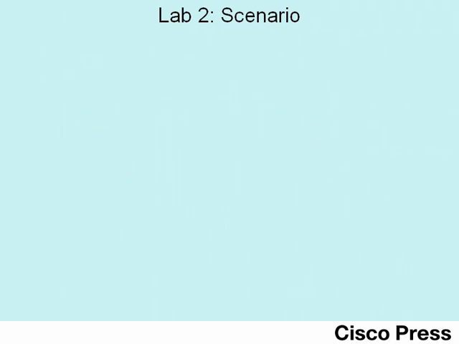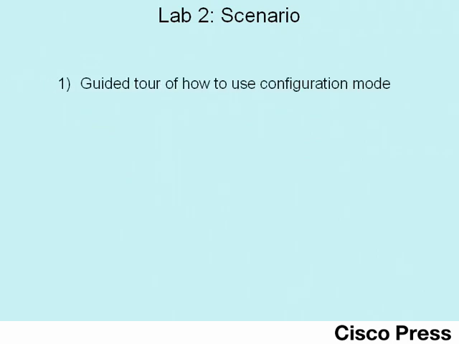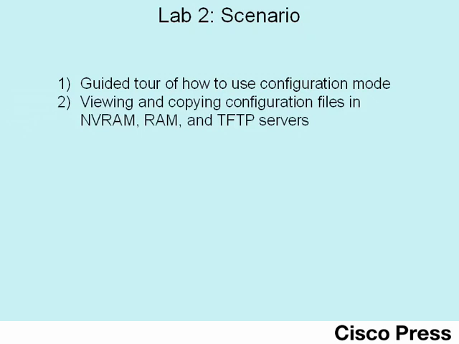The scenario for Lab 2 uses 2 basic steps. In the first step, you'll see a guided tour of how to get into configuration mode, navigate around different configuration modes, and recognize the prompts in those different configuration modes. In the second step, you'll see how to view and copy configuration files between RAM, NVRAM, and TFTP.